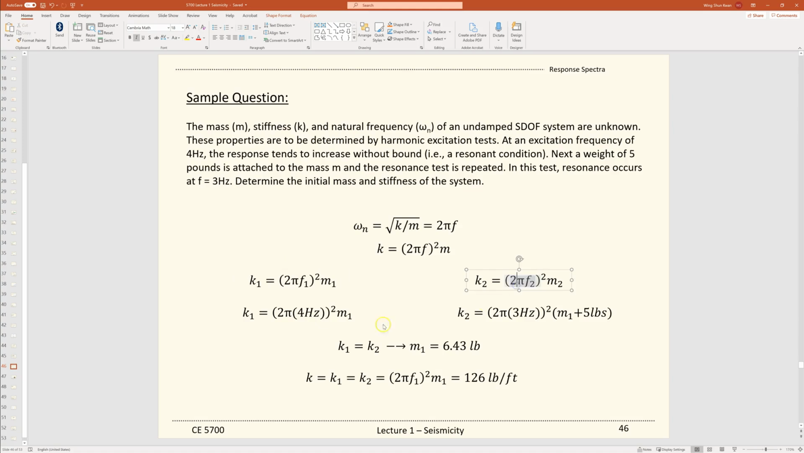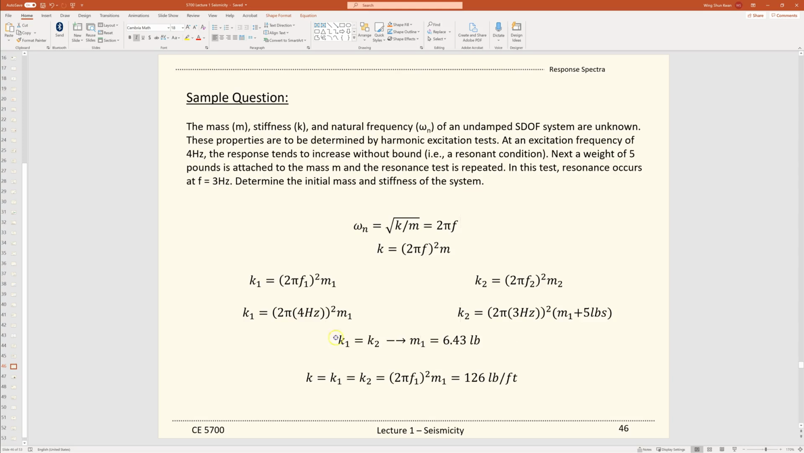So we have our first setup, and also we have a second setup, reaching the resonant frequency. The first setup is 4 Hz with the mass, and the second setup is resonance at 3 Hz by putting an additional 5 pounds on it. And the two systems have the same stiffness.